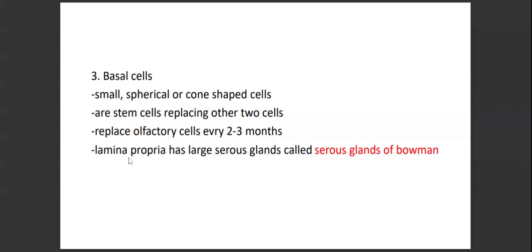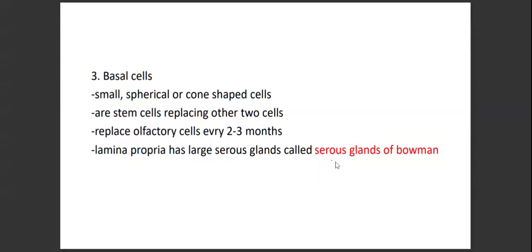So the lamina propria underlying this olfactory epithelium has serous glands, which you call the serous glands of Bowman, or you can simply call them Bowman's glands. So this is very important. These glands are very important, just like von Ebner's glands in the tongue. These glands are very important because they produce this serous fluid.